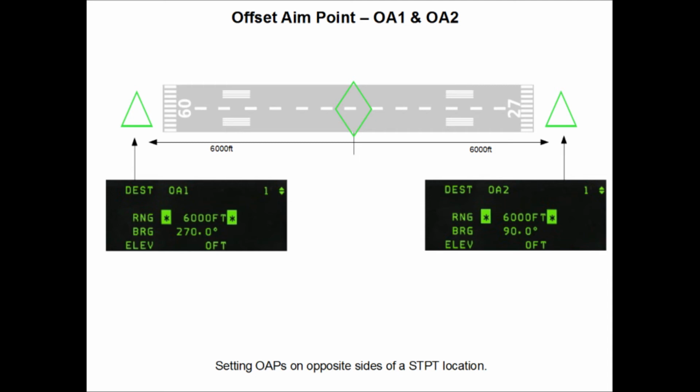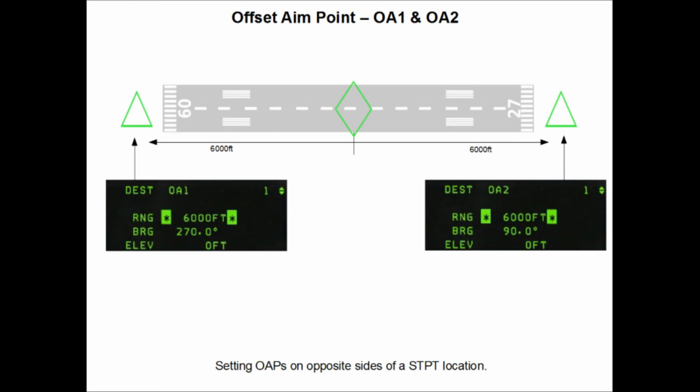On the left side, offset aim page 1. We are going to be using just under a 1 nautical mile distance from that steer point, so our range is going to be 6,000 feet. Since heading 270 is from right to left, and we're putting that offset on the left side of that runway, we're going to enter 270 degrees. For the elevation, we're going to go ahead and leave that at 0.